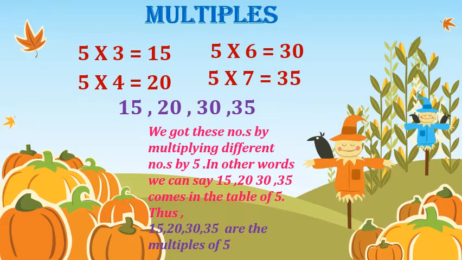All of them are the multiples of 5 as we are getting all these numbers by multiplying 5 with some other number. We got these numbers by multiplying different numbers by 5. So in other words, we can say 15, 20, 30, 35 come in the table of 5. Thus, 15, 20, 30, 35 are the multiples of 5.